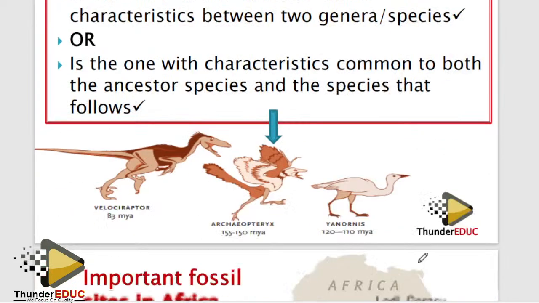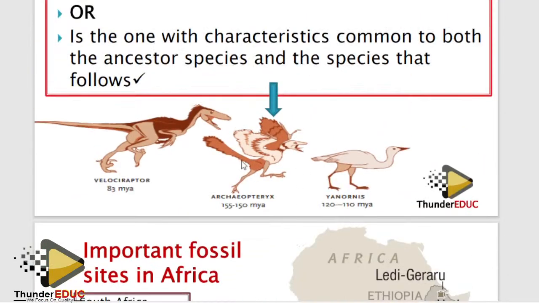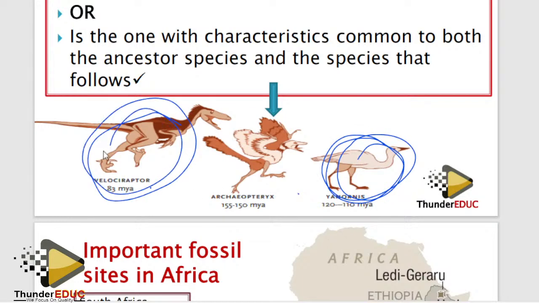This one, it kills people. A transitional fossil. What is a transitional fossil? A transitional fossil is that fossil which has characteristics of both the present species and the species before it. Don't say that it has the characteristics of only the present species. No. It has the characteristics of the present species and the species before it. You understand? Yes. So you must link the two.